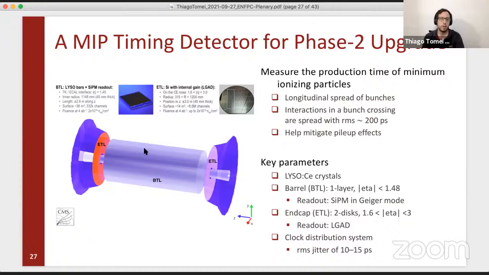So we have two layers. We have the barrel timing layer and the endcap timing layers here with LYSO crystals. And we have some information here on the readout, but I would just want to draw your attention to the clock distribution system. Remember, the RMS here is 200 picoseconds, so the synchronization of this detector has to be very good. The jitter of the clock has to be around 10 to 15 picoseconds at most.